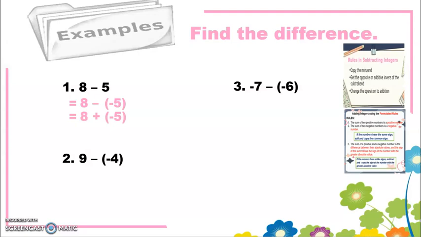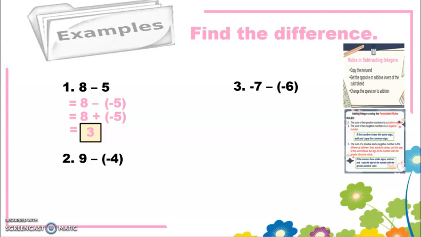Okay, and then we follow the rules in adding integers. So, unlike sign, what do we do here? If the numbers have unlike sign, subtract and copy the sign of the number with a greater absolute value. Since we have unlike sign, we have to subtract. So 8 minus 5 is 3. And we follow the sign of the number with the greater absolute value, which is positive. So the answer is positive 3. I hope you get it.